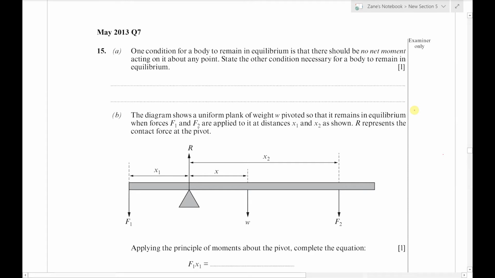We've got to state the other condition necessary for a body to remain in equilibrium, and this is simply that there's no resultant force in any direction. In fact, the examiners will usually just accept a simple thing like writing down sigma F equals 0, but let's write it down a bit more clearly. So, just going to say that there's no resultant force in any direction.